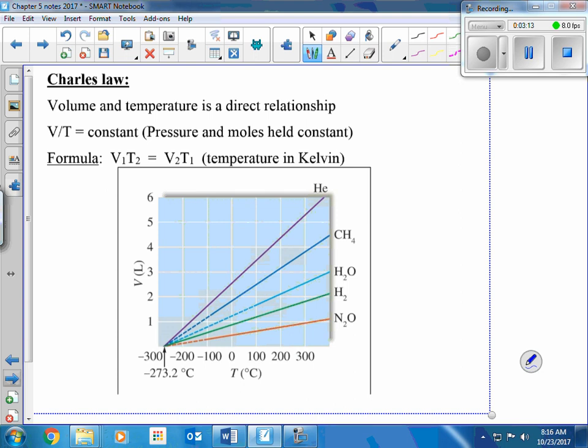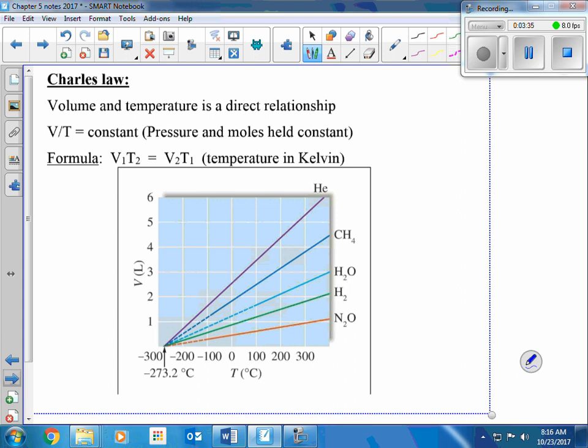Okay, then moving right along to Charles' law. Charles' law introduces temperature. And in Charles' law, we had to introduce the Kelvin scale. The reason for that is that we can have negative 10 degrees Fahrenheit, negative 20 degrees Celsius, or whatever those values are, but we can't have negative volume. That doesn't really make sense.